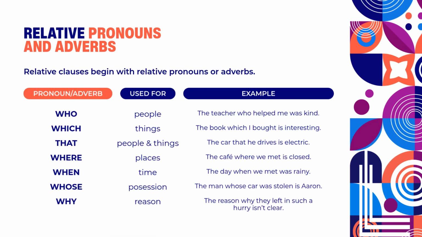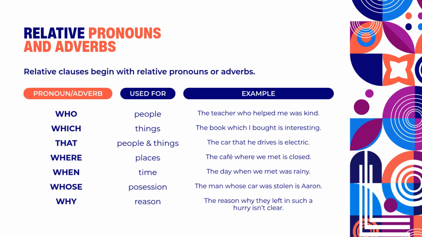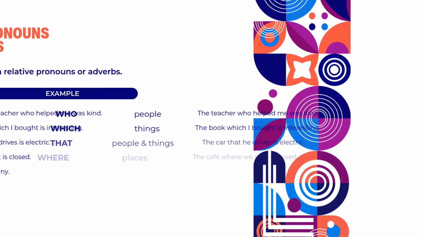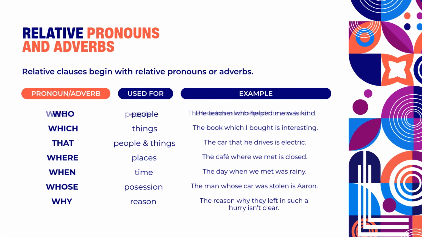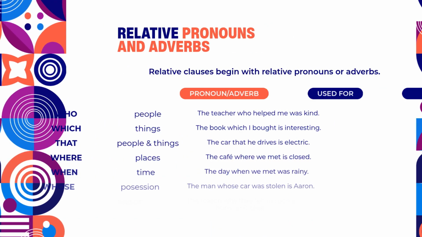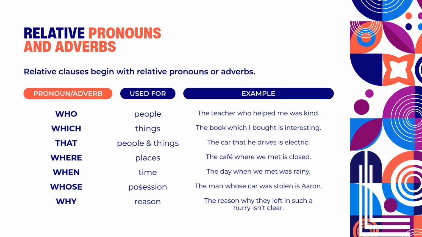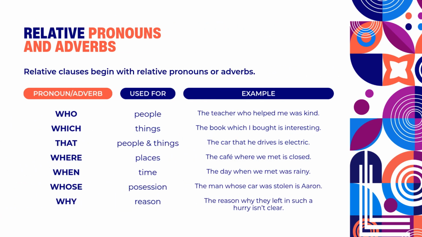Relative pronouns and adverbs. Relative clauses begin with relative pronouns or adverbs: who, which, that, where, when, whose, why. Who is used for people. Example: the teacher who helped me was kind. Which is used for things. Example: the book which I bought is interesting.